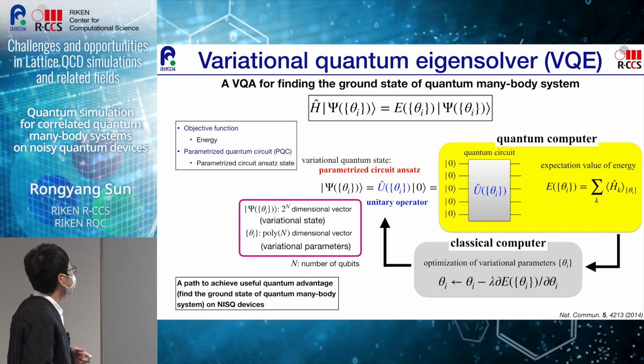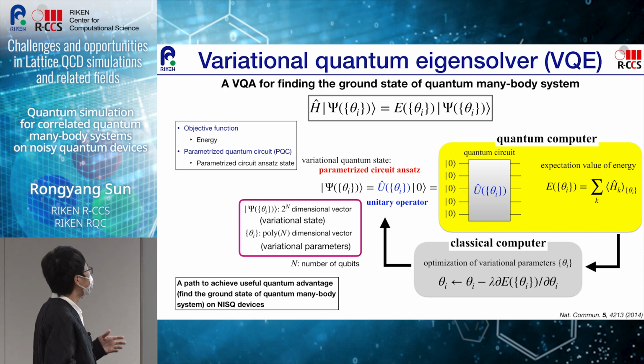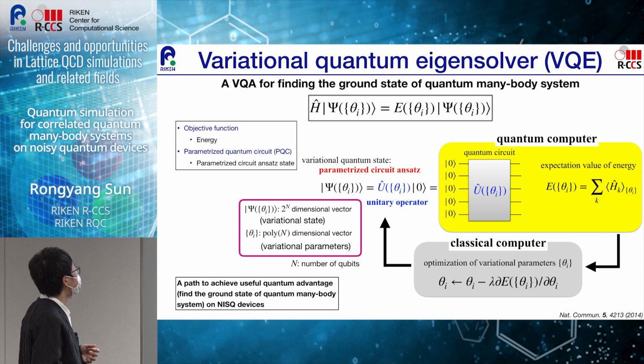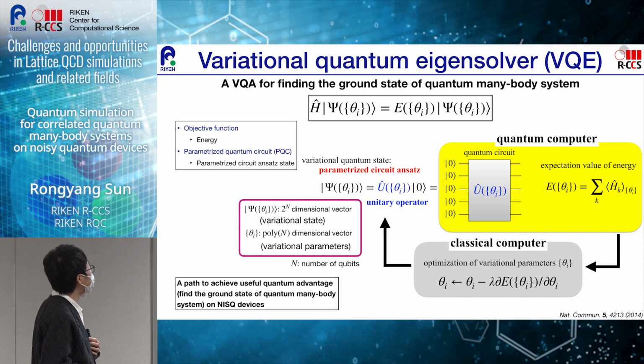To specialize in solving the quantum many-body problem, which we are interested in, the algorithm is called the variational quantum eigensolver. It's a variational quantum algorithm for finding the ground state of a quantum many-body system. Here we consider the Schrödinger equation, where our objective function is the energy of the system, and our parameterized quantum circuit is a parameterized ansatz state. It's a variational wave function, and it can be realized on a quantum computer.